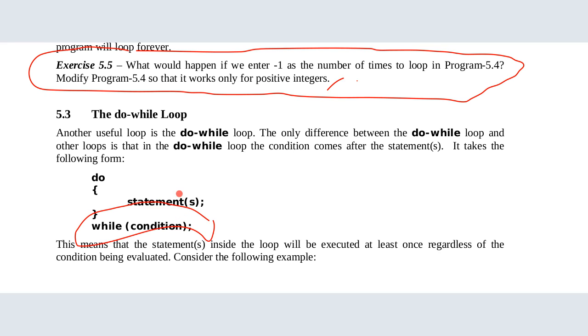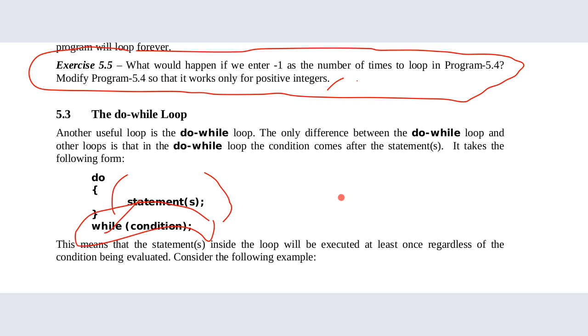So the do while will depend on the while to test the condition, to check whether it is still true or false. And the do will only be executing the statement. So here we normally say in a do while loop structure, the statement is executed at least once, whether the condition is true or false.